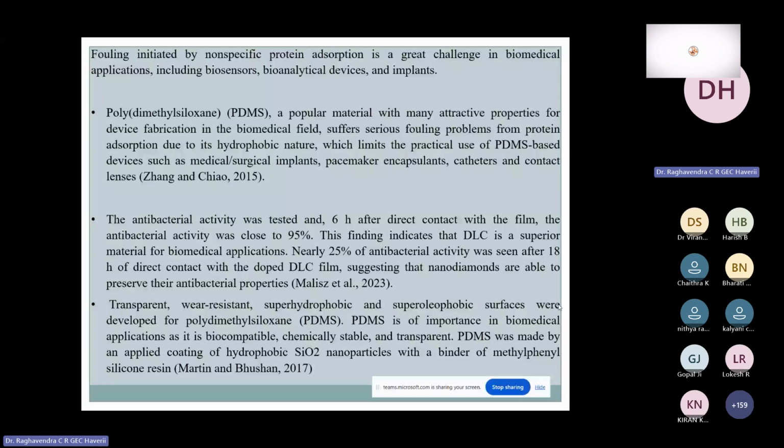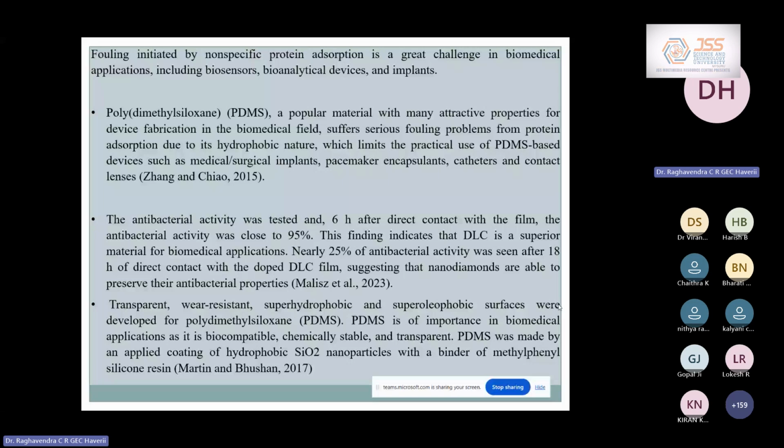So basically, recently these nanoparticles have been developed by Reinstay Private Limited, which is in Delhi. They have started the development and production of these antibacterial nanoparticles. Also, Malis et al. have worked on the same diamond-like carbon, which has provided them a superior material for biomedical applications.